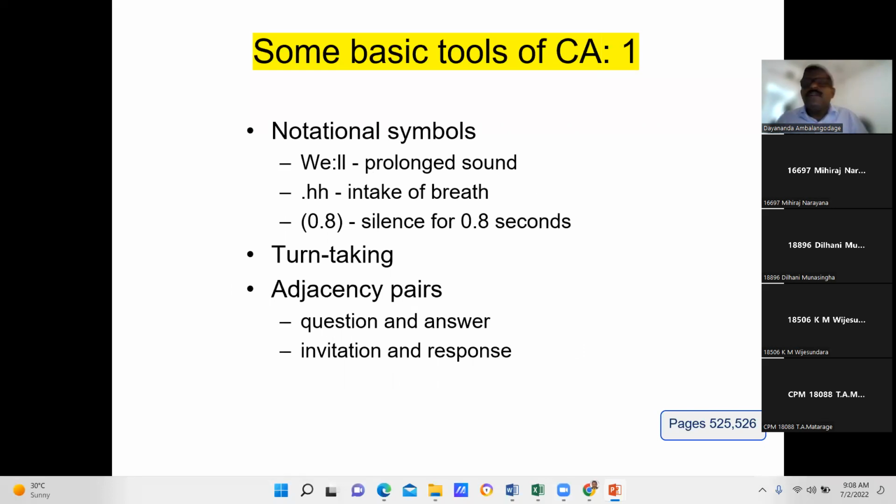Some basic tools of conversation analysis: notational symbols. When we say that, it should be recorded, typed, transcribed. The prolonged sound, we'll see. Even an intake of breath should also be recorded. Silence has to be transcribed.